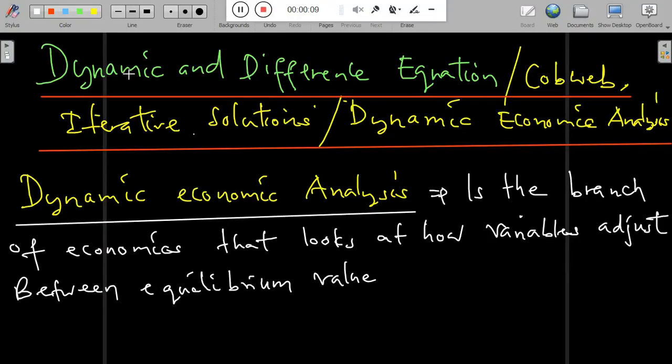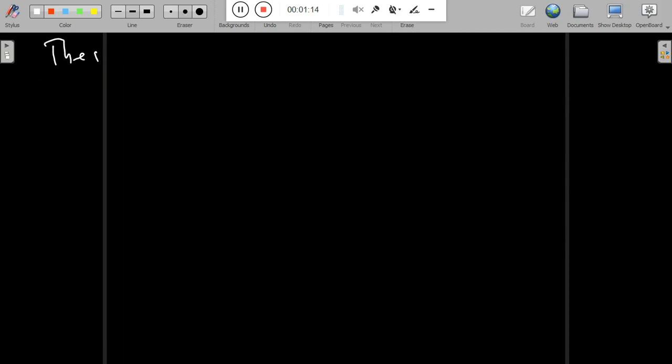Welcome to DC Economics. So today we are going to talk about the dynamic and difference equation under the concept of a COBWEB iterative solutions or dynamic economic analysis. So dynamic economic analysis is the branch of economics that looks at how variables adjust between the equilibrium value.